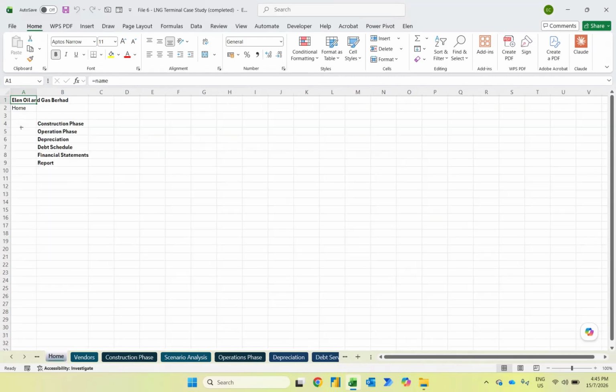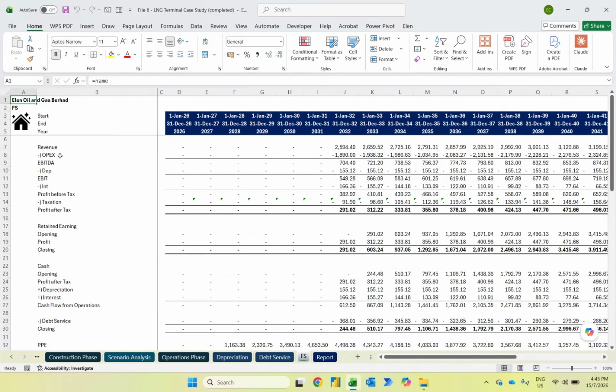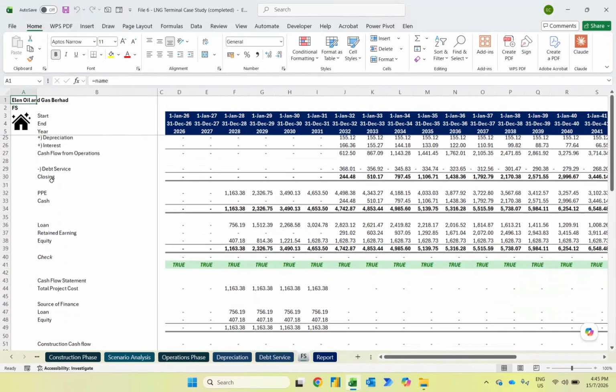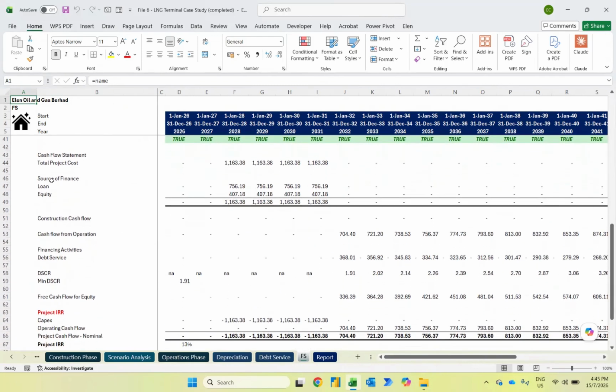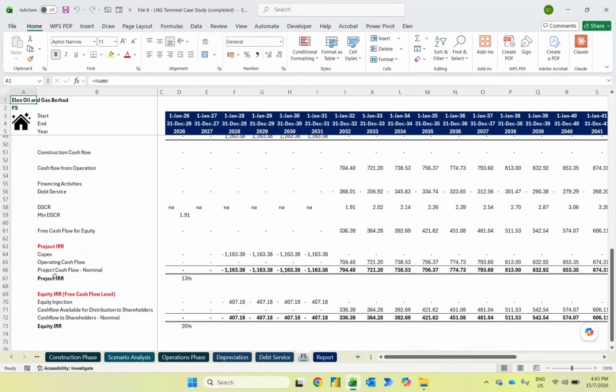And then when I click back, the final one is the financial statement. In the financial statement, we have three: the income statement, the balance sheet, and the cash flow movement. Over here we can see the DSCR, which stands for debt service coverage ratio. Not only that, we also have the IRR, the internal rate of return. So we can see how much the debt service coverage ratio and the internal rate of return are, for the equity and the project.